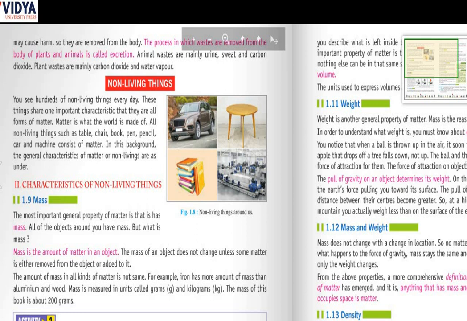In the first part we have learned about the characteristics of living things, and now in this part we will be going through characteristics of non-living things. So let's start.